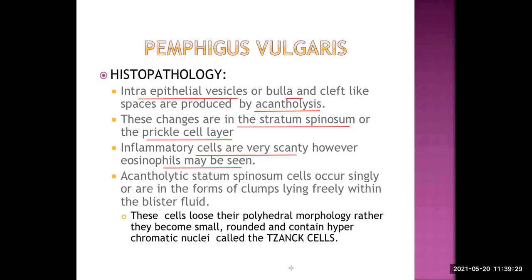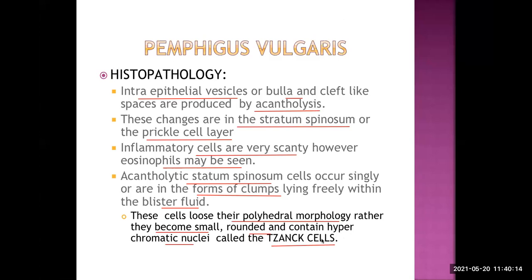Now, one of the important points here is the Tzanck cell. This is known as the Tzanck preparation. Let's talk about them. These acantholytic stratum spinosum cells occur singly or in clumps lying freely within the blister fluid. These cells lose their polyhedral morphology. Rather, they become small, rounded, and contain hyperchromatic nuclei. We use the term Tzanck cells to describe them. These Tzanck cells are formed because of destruction of desmosome.